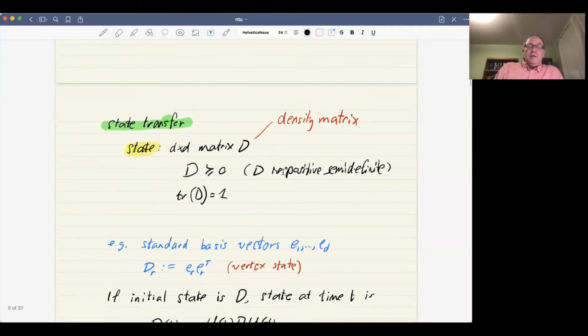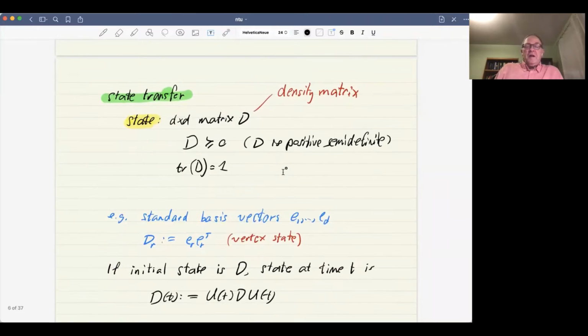And the density matrices we see a lot of the time will just be built from the standard basis vectors. So in fact, I'm going to define D_r to be the product e_r e_r transpose, where e_r is the r-th standard basis vector. So that's a d by d diagonal matrix. The r-th entry is 1, and all other entries are 0. And I'll probably call this a vertex state.